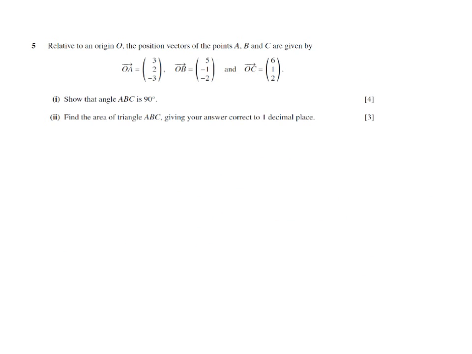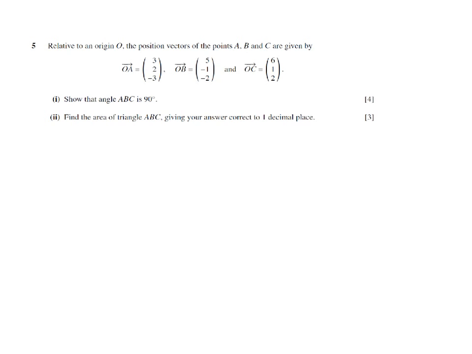So, time for question 5. A question about vectors. They say, relative to an origin O, the position vectors of points A, B, and C are given. And those are the 3 position vectors. Show that the angle ABC is 90 degrees, 4 points. So we have to show that it is a perpendicular angle.